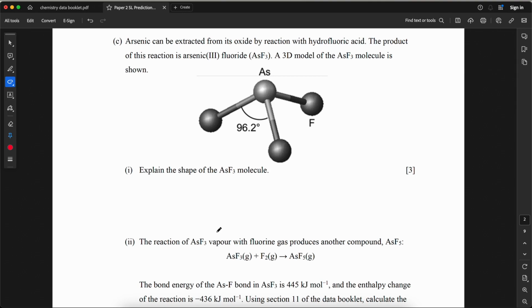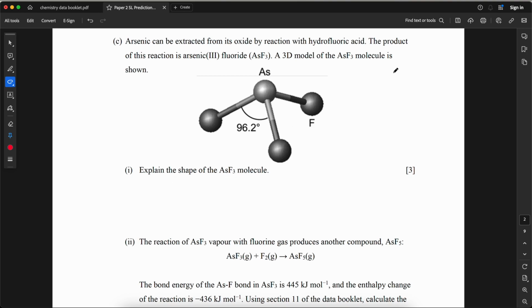Arsenic can be extracted from its oxide by reaction with hydrochloric acid. The product of this reaction is arsenic(III) fluoride, which is AsF3. A 3D model of the AsF3 molecule is shown. Explain the shape of the AsF3 molecule.